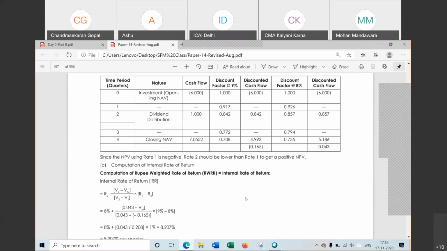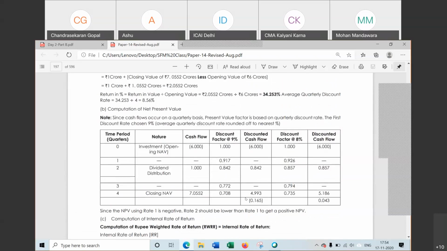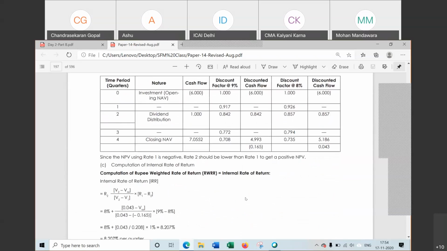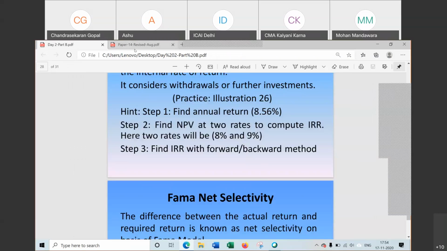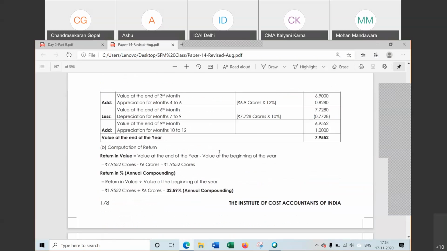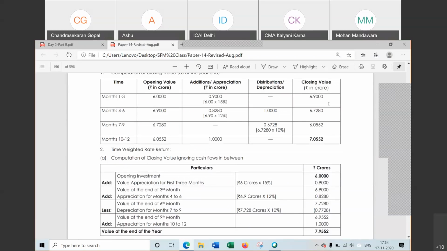So for rupee weighted rate of return, computation will be the first step. First make this table, closing and opening value, and this closing and opening value and dividend will be used for computation of NPV.